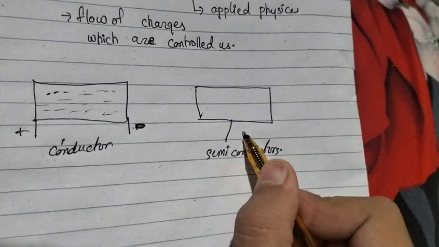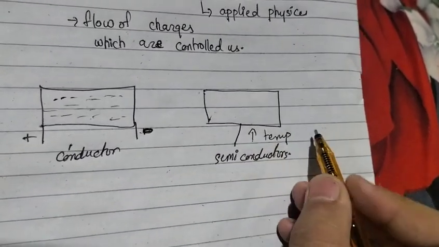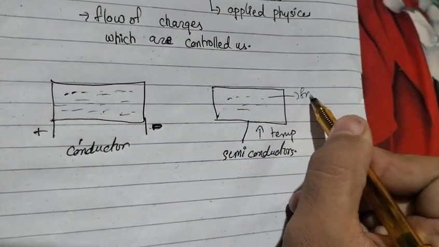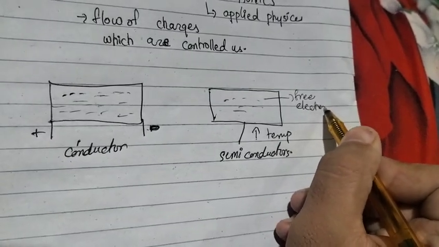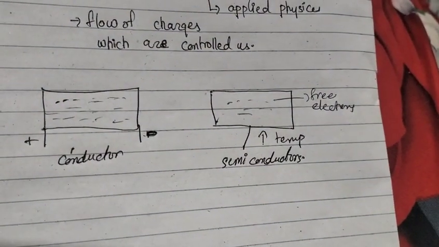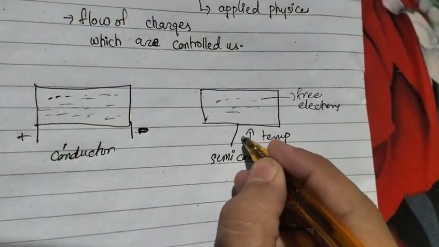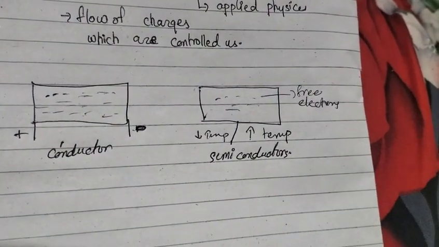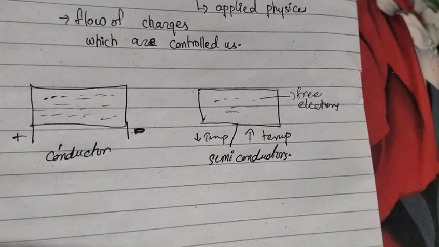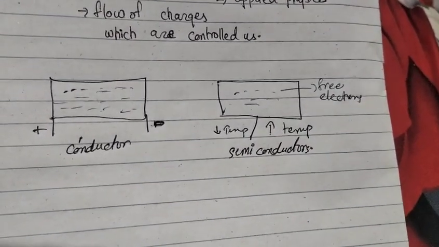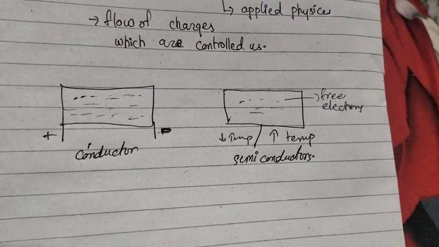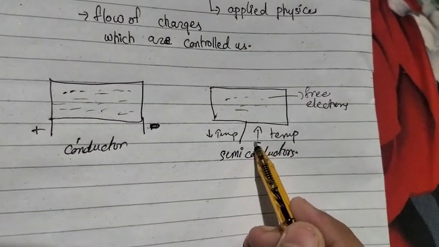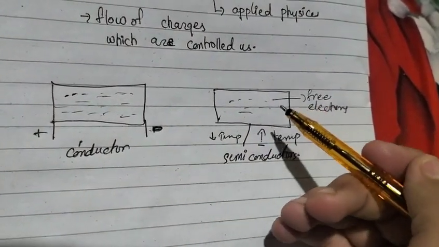When we give temperature to a semiconductor, more free electrons are released. When we give high temperature, more free electrons are released. When we decrease the temperature, these electrons are bound together again in one specific place and are no longer free electrons. So when we give heat, these become free electrons; when we do not give heat, they are not free.